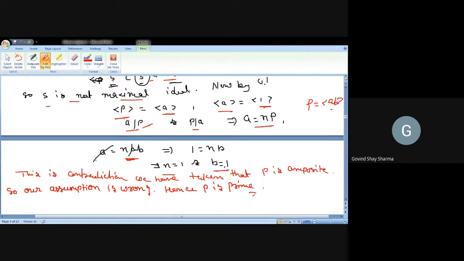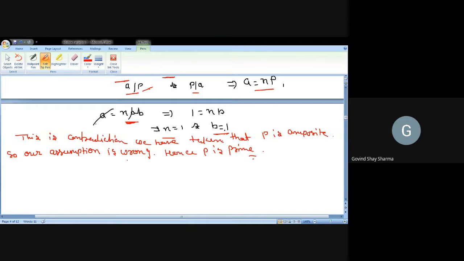That means we can say that if an ideal is maximal, then it is a prime ideal, or if an ideal is prime, then it is a maximal ideal. So both sufficient and necessary conditions are here. An ideal is prime, then it is maximal, and a maximal ideal is always a prime ideal. So that shows that if S is a maximal ideal generated by P, then P is a prime ideal.